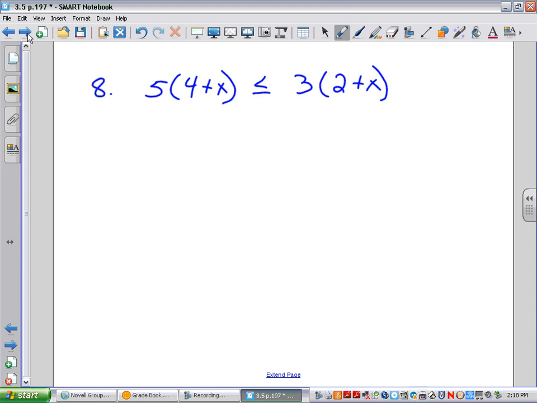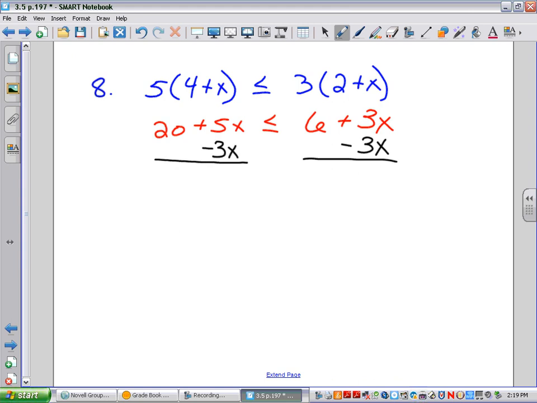So that's distributive property. Distributive property would give me 20 plus 5x less than or equal to 6 plus 3x. And since I want my variables first over on the left, I want to subtract 3x from both sides. Just mark those out. And that would give me 20 plus 2x less than or equal to 6.